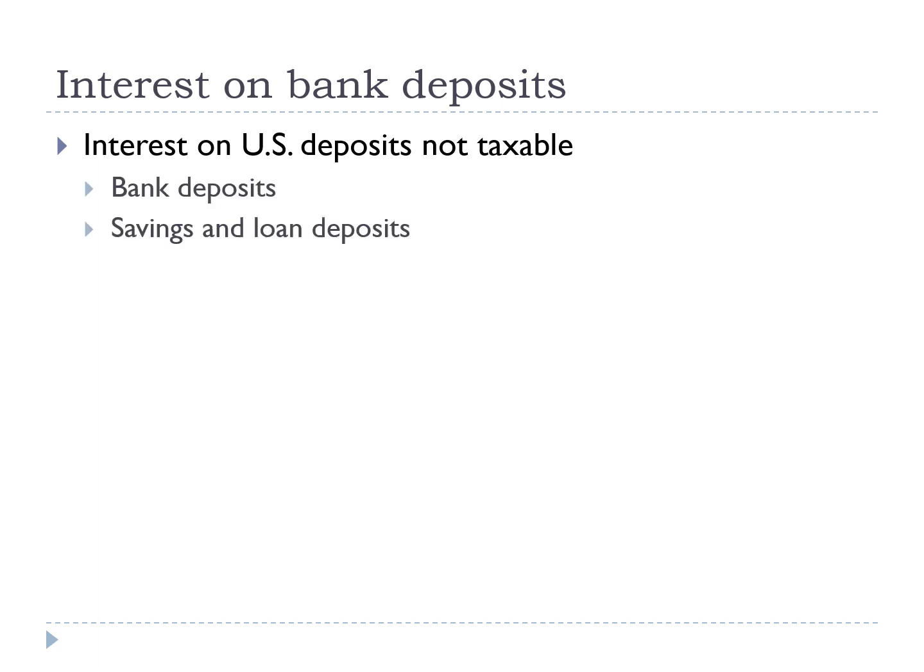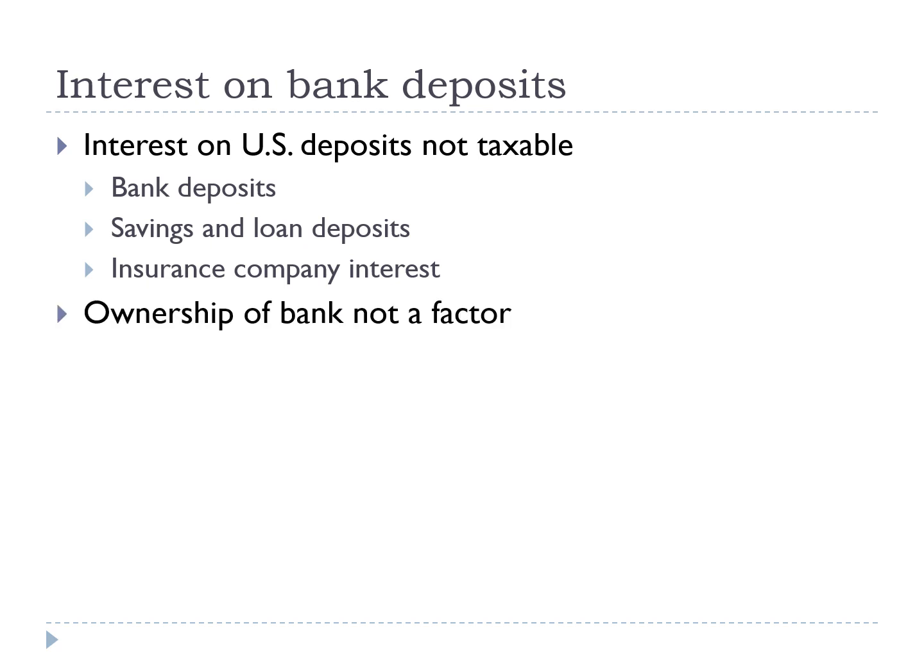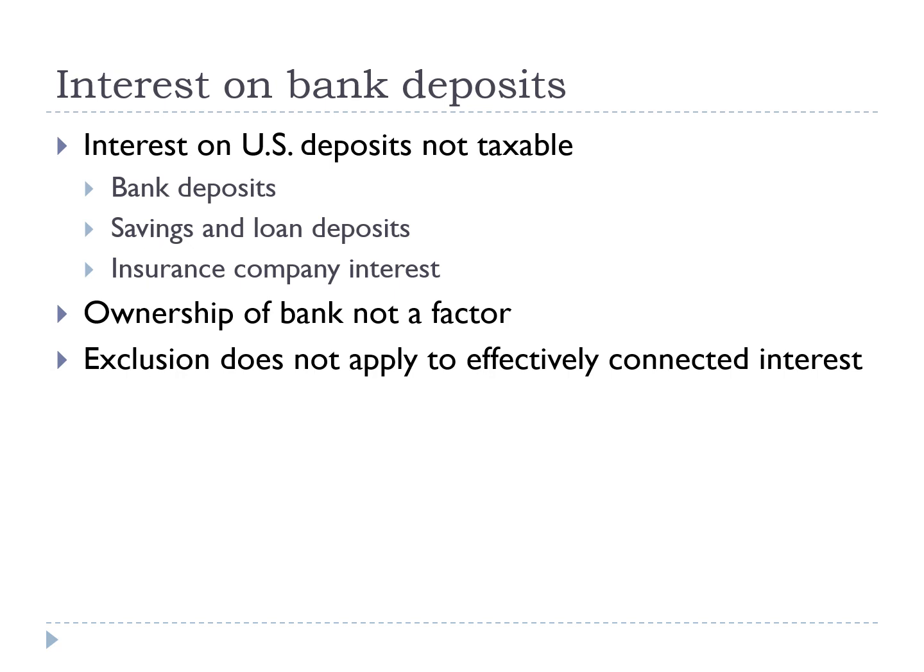Ordinarily, this exception applies to bank deposits, deposits with domestic savings and loans, and amounts paid by an insurance company under an agreement to pay interest. Note that this exclusion is not affected by the depositor's ownership of the bank. This exclusion does not apply to bank deposits that are connected to a U.S. trade or business, making the interest income effectively connected income. This effectively connected rule is discussed in the lecture on business income.